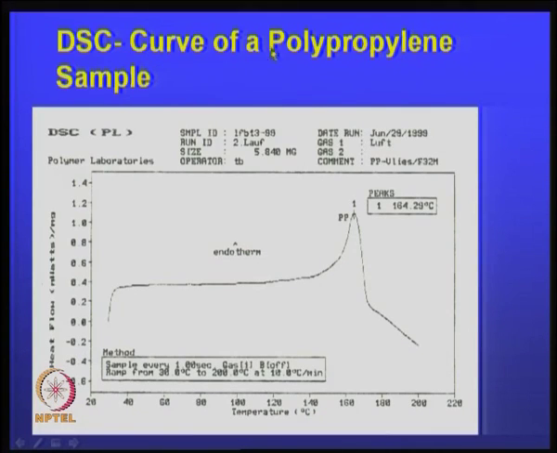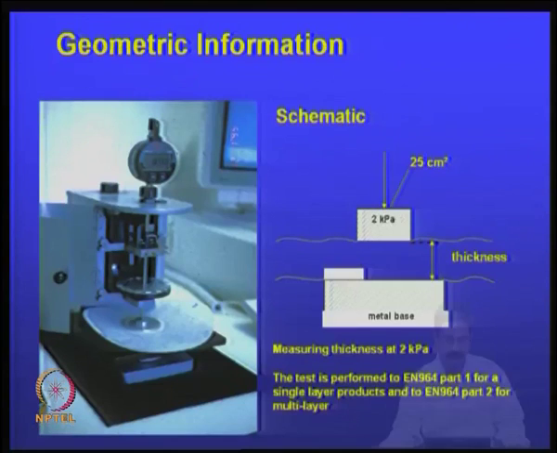So, for example, here you have a polypropylene product, you have about 164.29 degrees centigrade, you get this type of result, and people can use some of these materials for whatever application we are interested in.